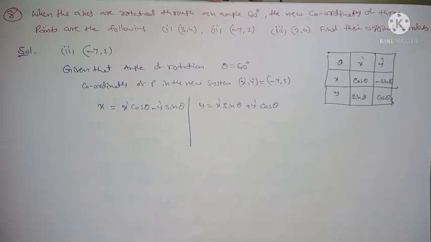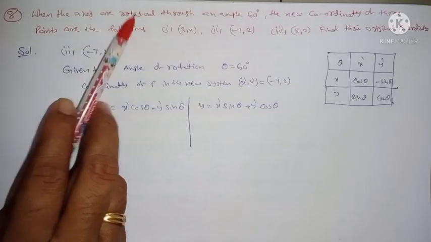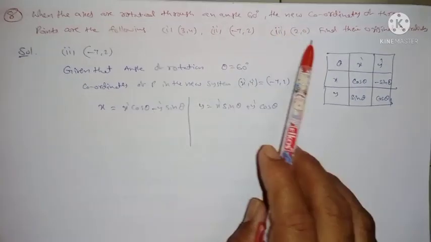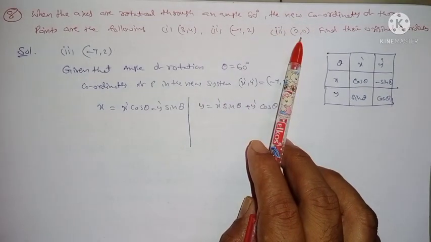Next question is the 8th one. When the axes are rotated through an angle of 60 degrees, the new coordinates of the 3 points are given as follows. You can find their original coordinates. First one is 3 comma 4. Second one is minus 7 comma 2. And third one is 2 comma 0.